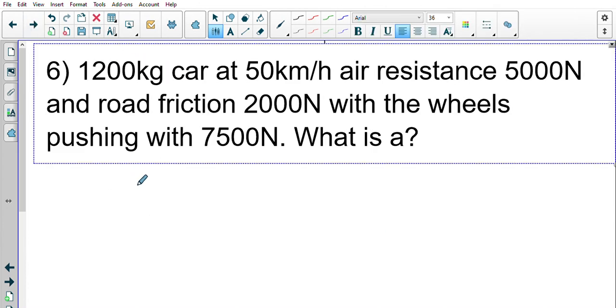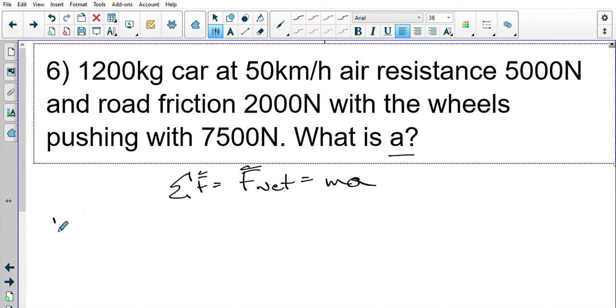A 1,200 kilogram car traveling at 50 kilometers per hour has an air resistance of 5,000 newtons, road friction of 2,000 newtons, and the wheels are pushing with 7,500 newtons. What is a? This is really bringing in the idea of our F net and that the sums of our forces, this is summation, the sums of their forces are equal to our F net, and that's equal to our total mass times our acceleration.